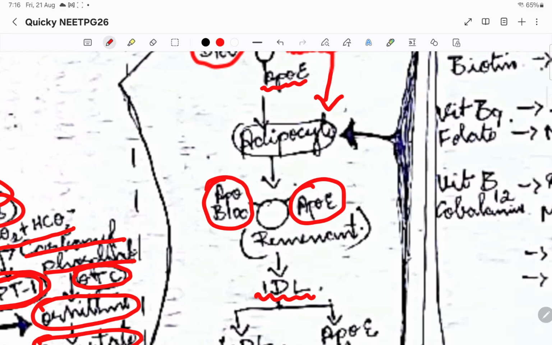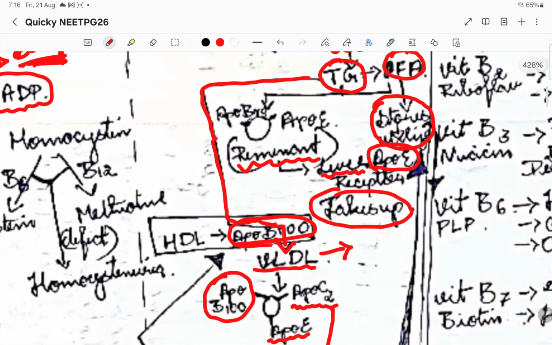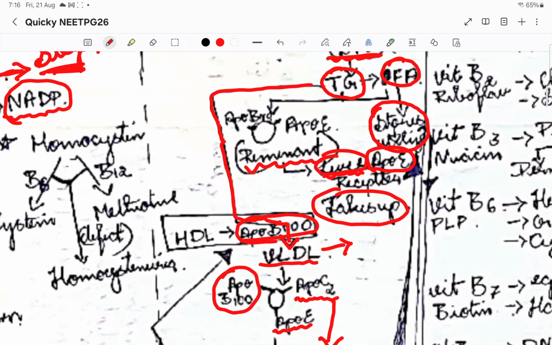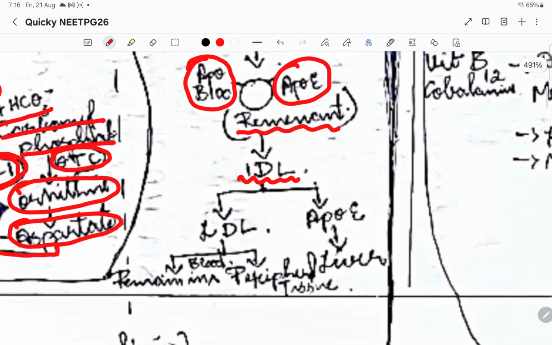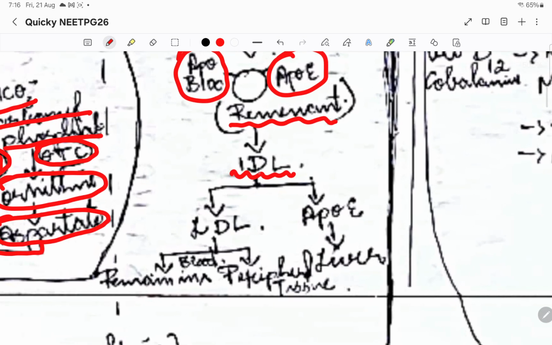So remnant, there it was the liver that took it up, right? So here a remnant, the liver took up. Here also same thing, the remnant is there. The remnant will be taken up by the liver. After formation of IDL in the liver, this IDL will be converted into LDL and ApoE. ApoE will be broken down in the liver, whereas LDL will remain in blood and in the peripheral tissue.